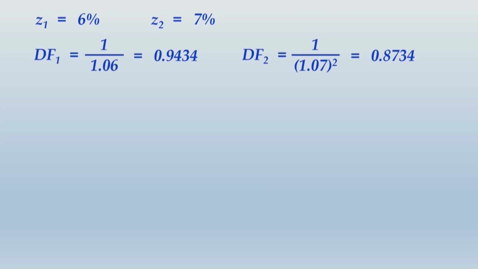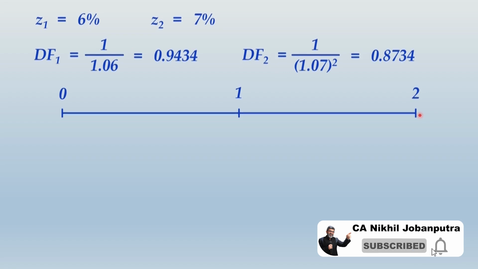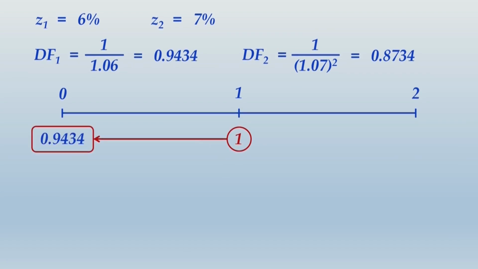Now let us try to understand the implication of these discount factors. Again, let us consider the timeline starting from 0, then after 1 year lapse, which is exactly at the middle, then we have the timeline terminating at 2 years. So just imagine if the bond is maturing in 1 year time, so at 1 year end the bond will have the par value of $1. So the present value of that will be 0.9434.